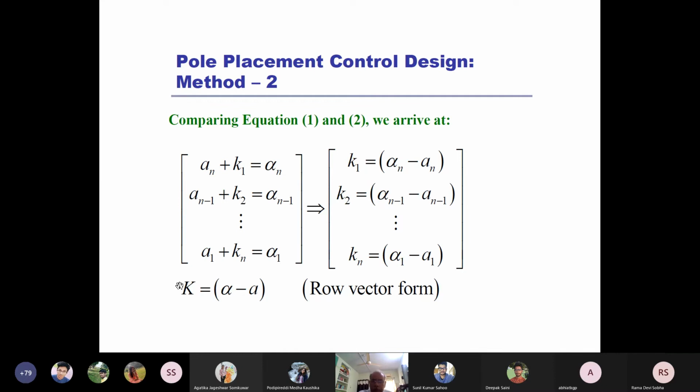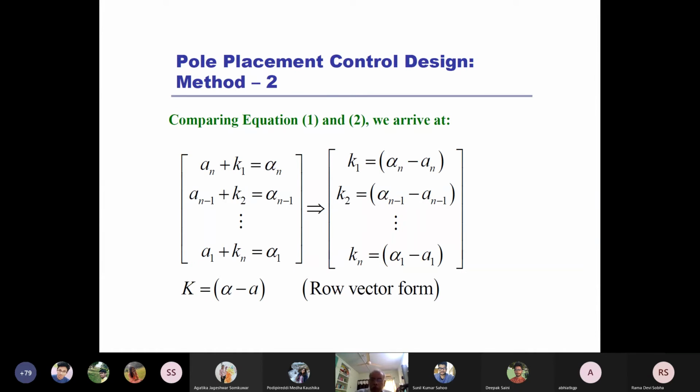But here, when I am writing k is equal to alpha minus n, then k1 will be alpha n minus an. This will be right from the high to low, and this will be low to high. Okay, so this is the method which basically gives you the values of K1, K2, and Kn for higher order systems.